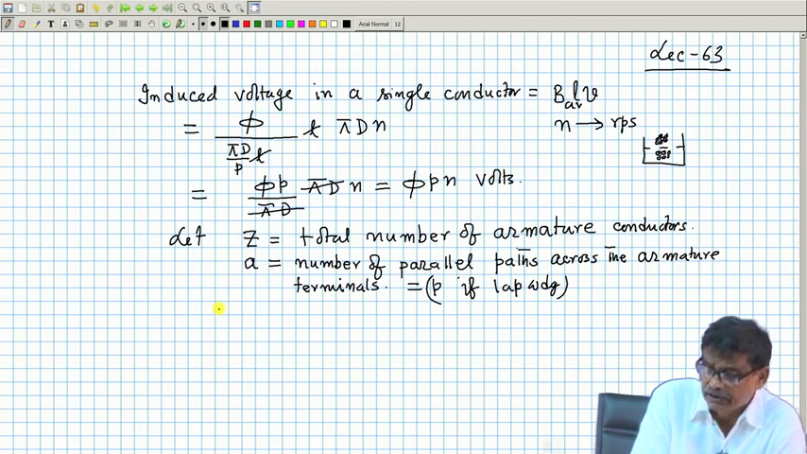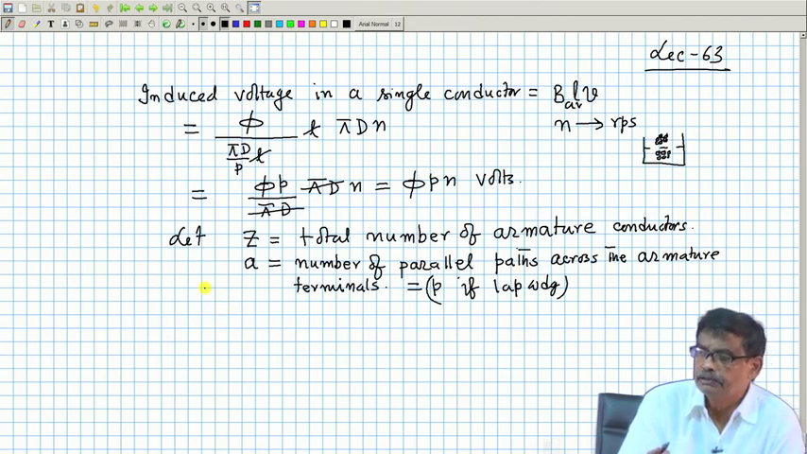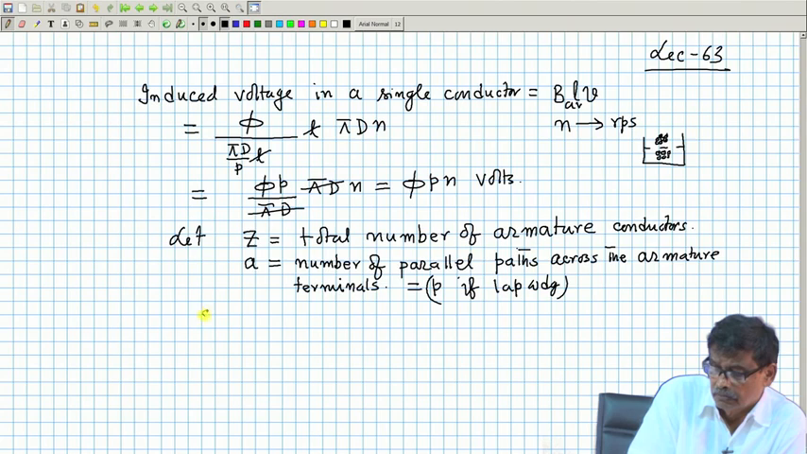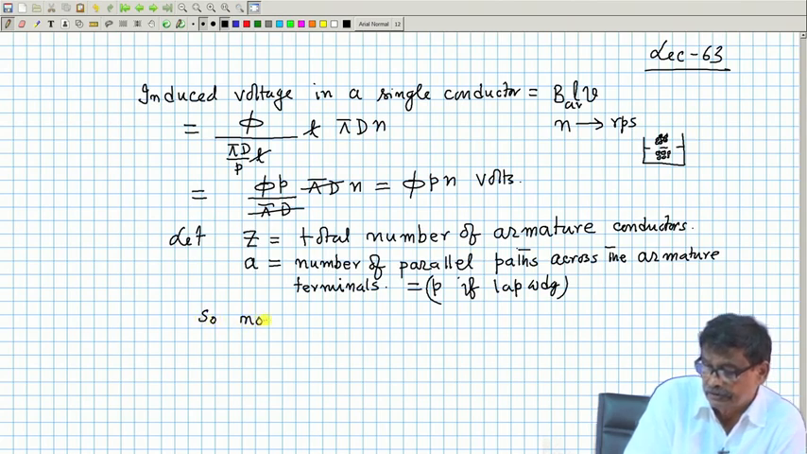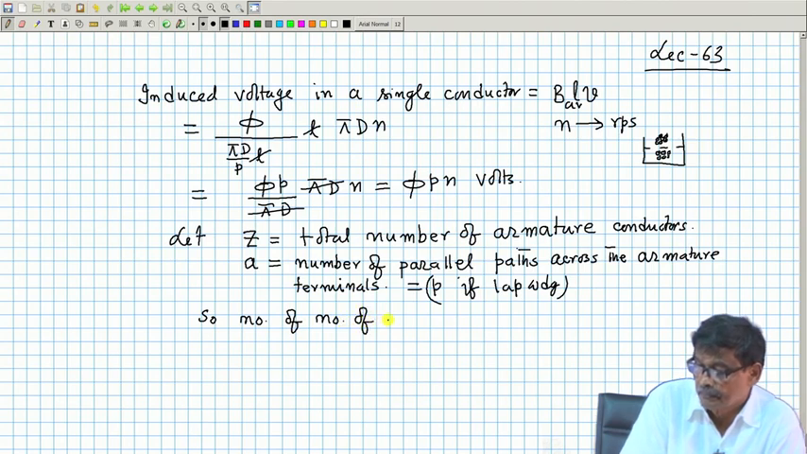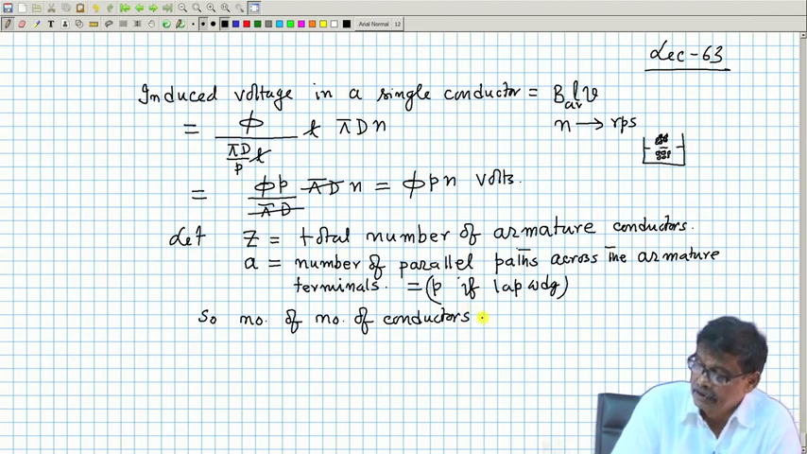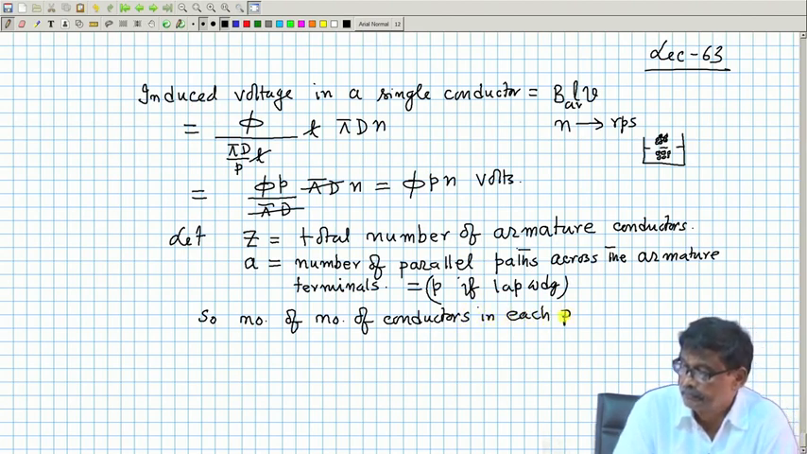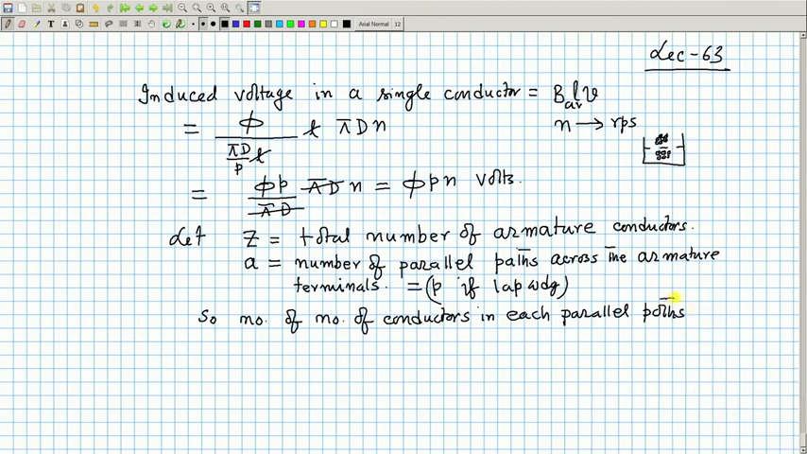Then how many conductors will be there in each parallel path? So number of conductors in each parallel path will be equal to Z by A, what else? Equally divided.